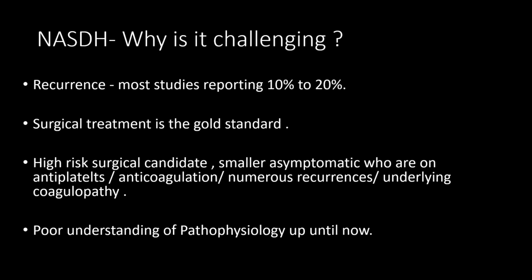So why is it so challenging to treat? As seen in the first case, there will be a lot of patients who are high-risk surgical candidates, and some of them will have smaller asymptomatic SDH but will be on antiplatelets and anticoagulation. You do a surgery, the patient has recurrences, and you don't want to do surgery again. The patient may have an underlying coagulopathy. In all these scenarios, you find it difficult to treat. Although surgical treatment is the gold standard, a new treatment measure has come up.